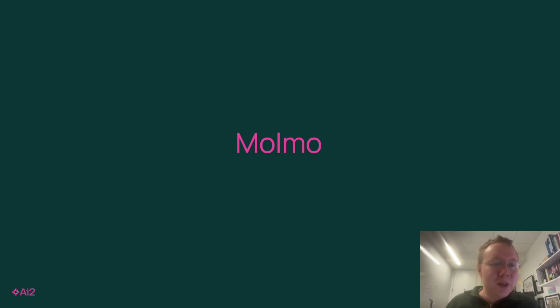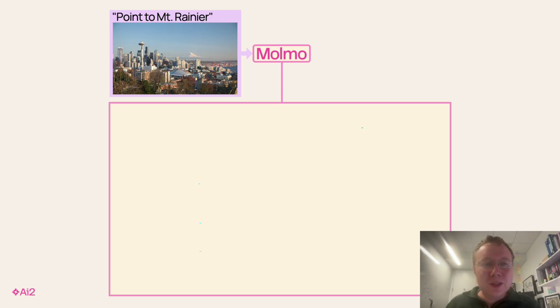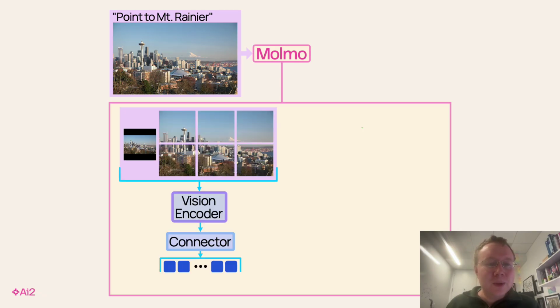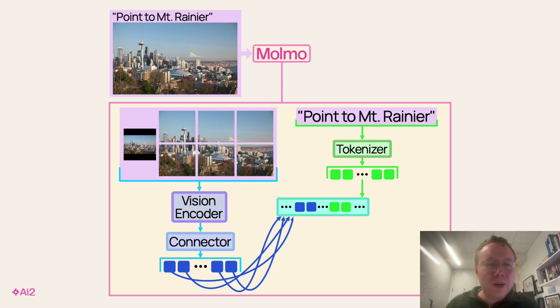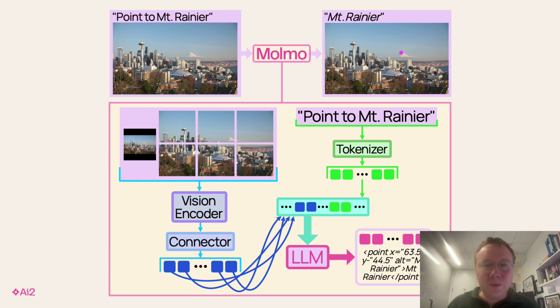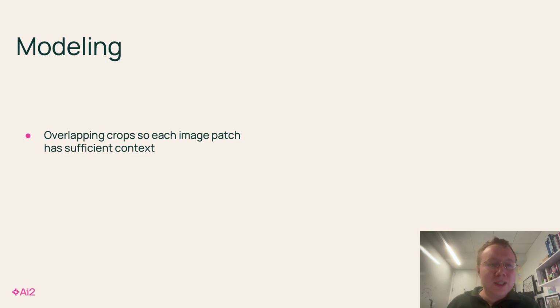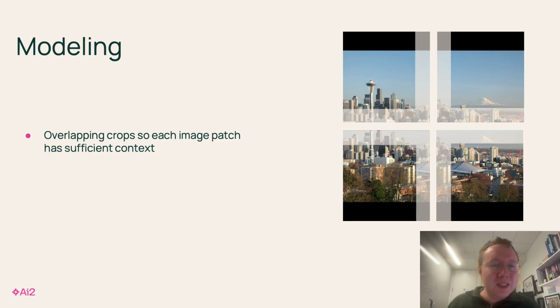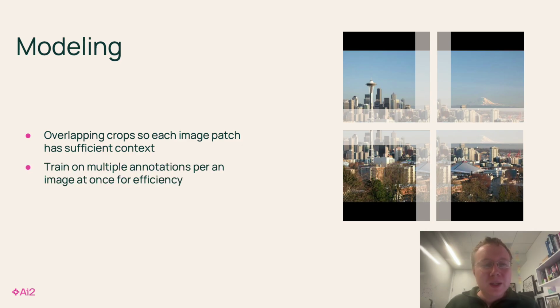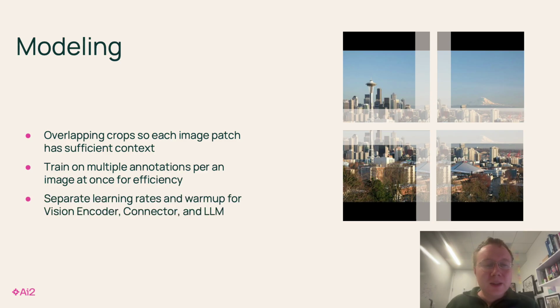And then for the Molmo model, it's a pretty typical VLM. It'll take an image, break it into crops, and encode those crops to get visual tokens, which are combined with text tokens into a long sequence, which can be passed into a language model to generate output. There are a few new modeling tricks here. Our crops actually overlap slightly around the borders, which lets you get patches with more context when encoding them. We had a useful trick of training on multiple annotations for one image to make training more efficient. And then we had a simplified two-stage pipeline where the learning rates and warm-ups were different for the different components. You can look at the paper for details on all these pieces.